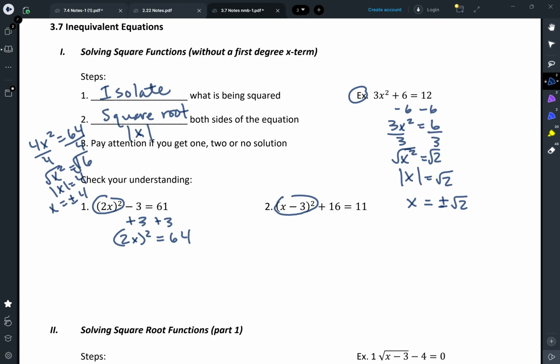So let's see what would happen if we just kept it this way. If we keep it this way, I'm going to go ahead and square root both sides. And the square and the root would make an absolute value of 2x. Square root of 64 is an 8. So I would have 2x equals 8 or 2x equals negative 8. And then I would solve both of those.